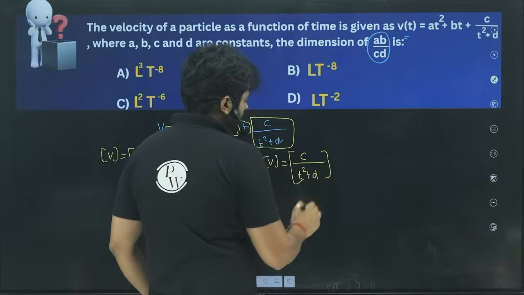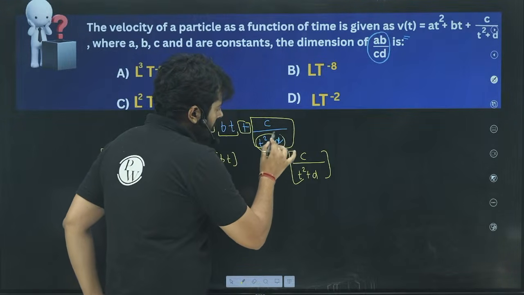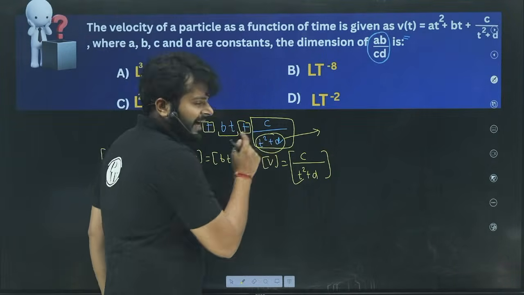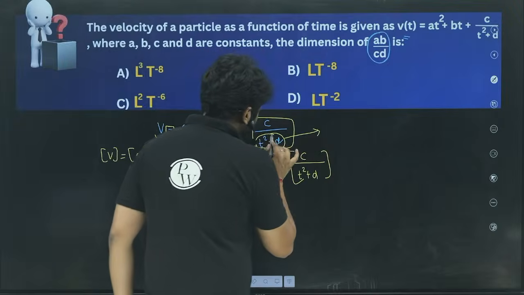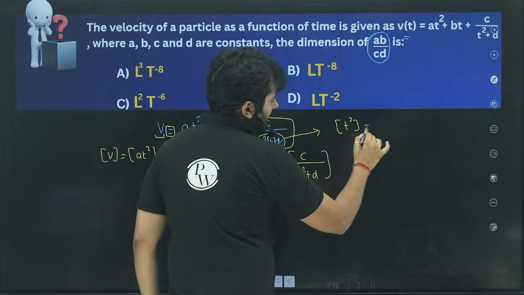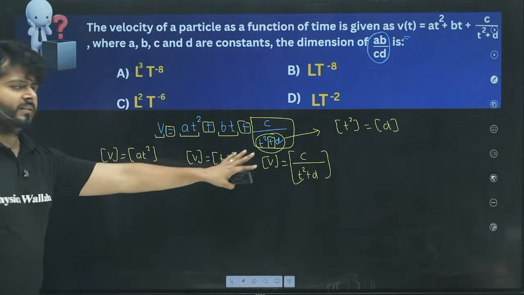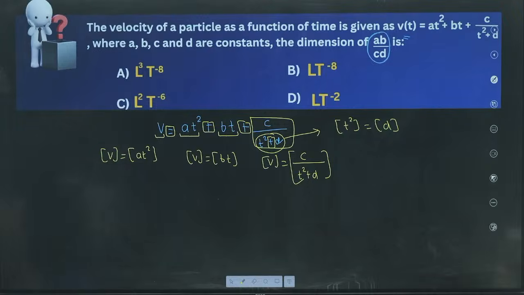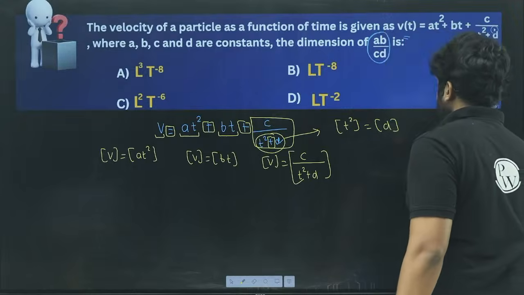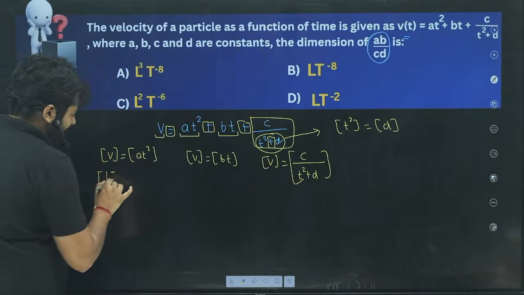And if you observe, here two things are added in the denominator. Focus. Two things are added. T square is added with D. So dimension of T square has to be same as dimension of D. So this is the relation that we have over here between the dimensional formulas with the help of principle of homogeneity. Right. So dimensional formula for velocity is LT minus 1.